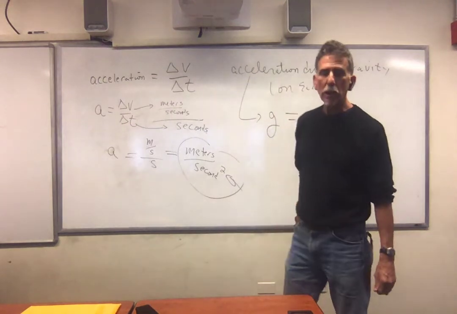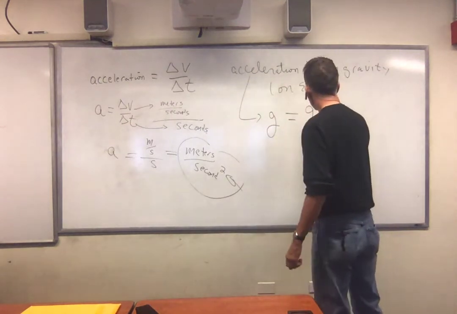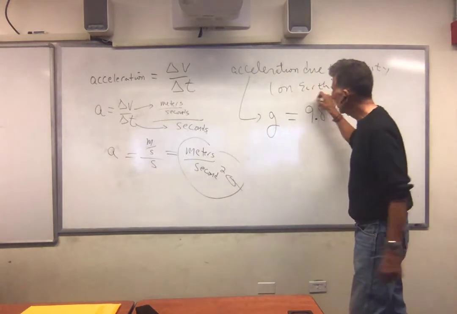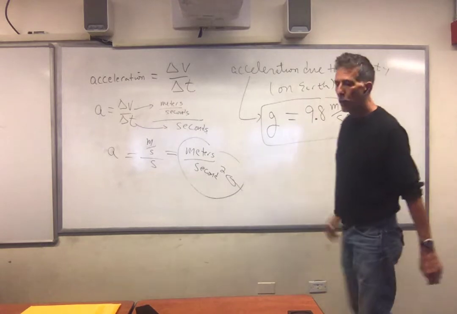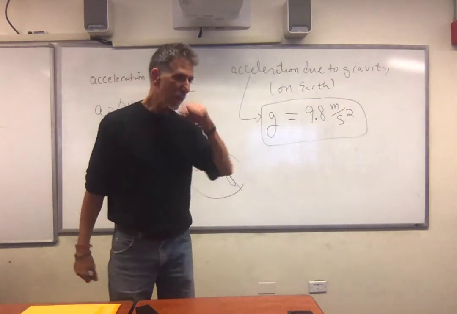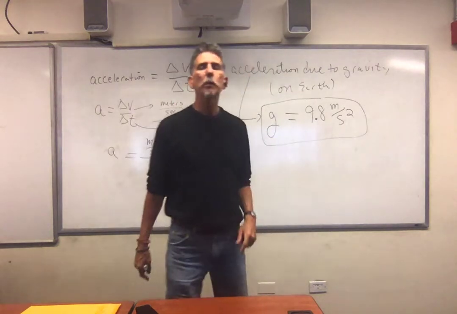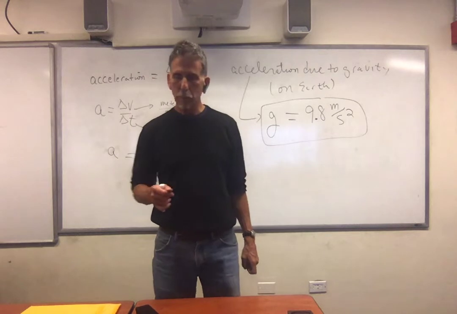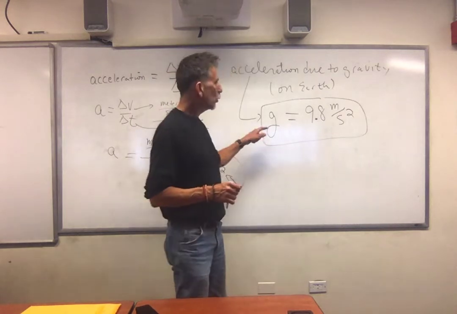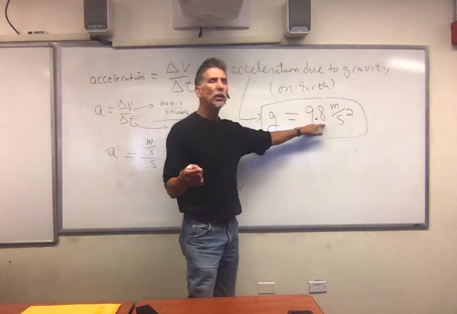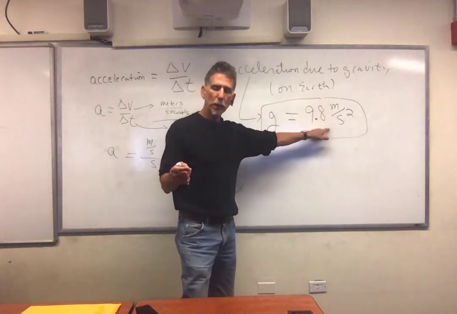So when I write g is equal to 9.8 meters per second squared, how do we read this? Well, some teachers do this also, and most students do it. Say gravity is equal to 9.8 meters per second. No, gravity is not equal to 9.8 meters per second. The gravitational acceleration on the Earth, so it's the acceleration due to gravity, is 9.8 meters per second squared.